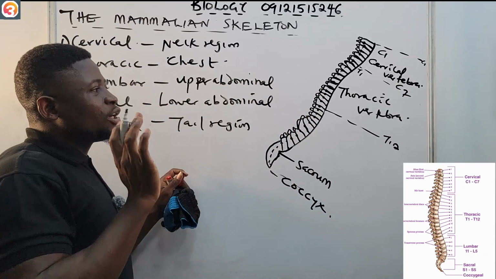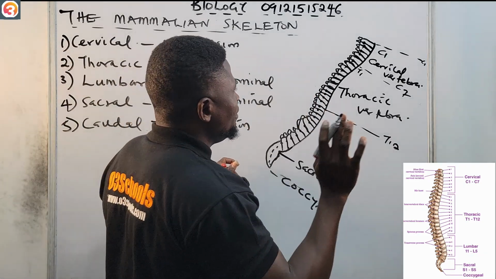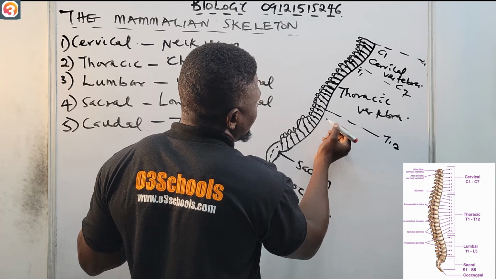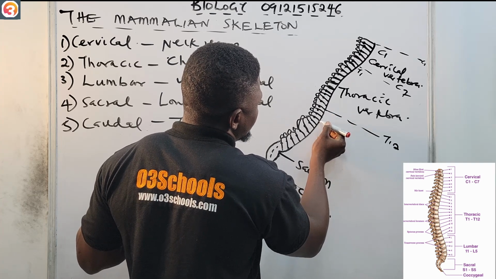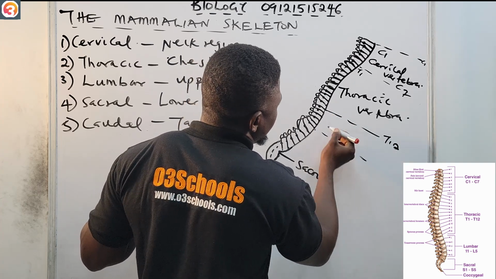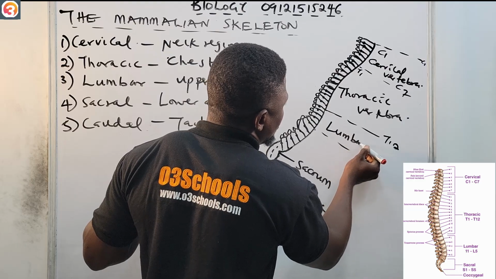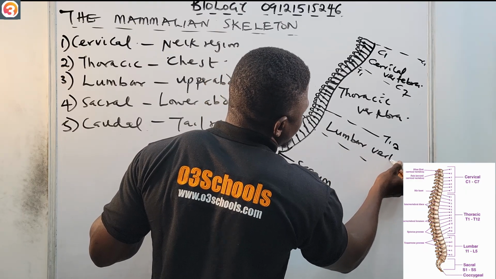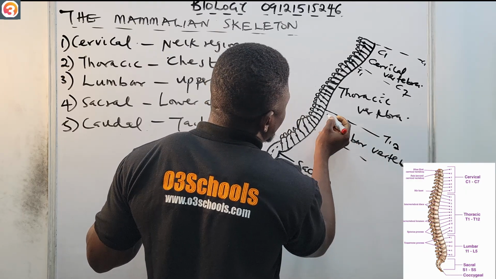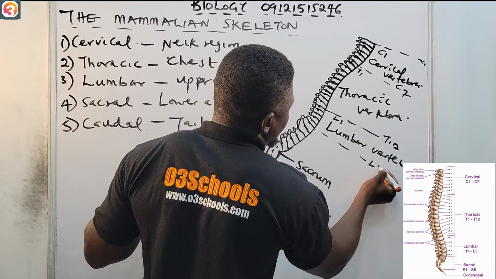Then that will take us to the lumbar vertebra, which are 5 in number. So let us now have the lumbar vertebra: 1, 2, 3, 4, 5, somewhere here. That is from L1 to L5.